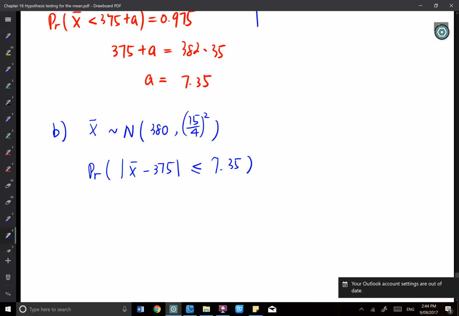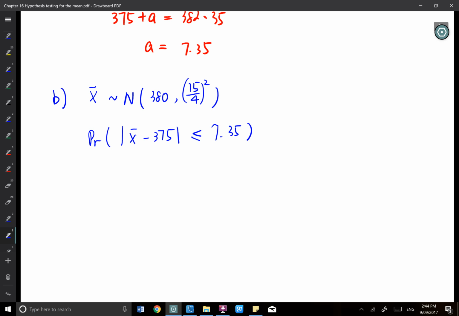Okay, what could X take? Well, X bar minus that is less than that. What's the range for X? How can I get rid of the absolute value? You can't, why? Because that's not minus mu. Your mu is actually 380.